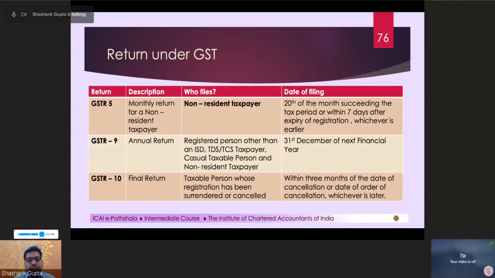Annual return is to be filed by every taxpayer by 31st of December, other than input service distributor, TDS, TCS, casual taxable person, and non-resident taxpayer. Final return, as the name suggests, is where the registration has been surrendered or cancelled, within 3 months of the date of cancellation or date of order of cancellation, whichever is later.